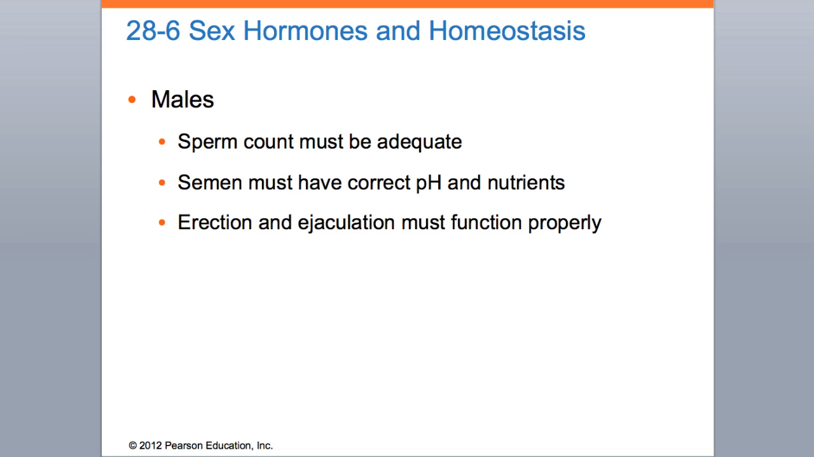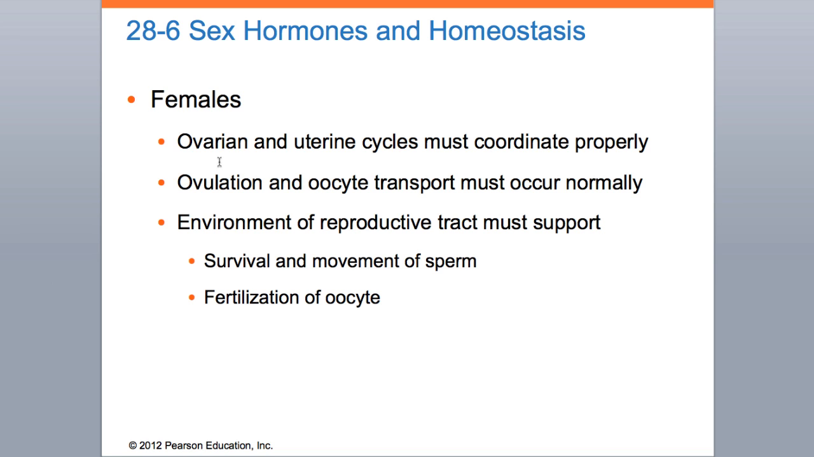Next slide. For females, you must have the right coordination between the ovarian cycle and the uterine cycle. So what's happening in the ovaries must properly match up with what's happening to the endometrial lining. Of course, the egg has to get to the right place. You have to have the right environment. Survival of sperm and the movement of sperm is important. And you must have it fertilize right at the isthmus of the fallopian tube.